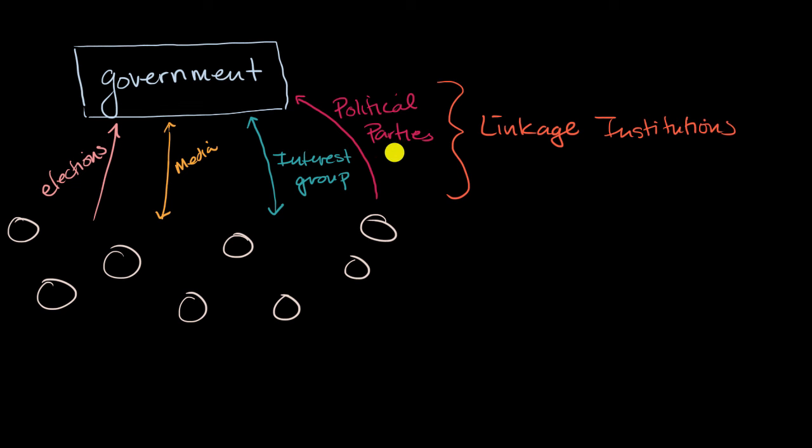And what I'm going to focus on in this video in particular are political parties and the roles that they play. And we're all familiar with political parties in the United States. The two major political parties are the Democrats and the Republicans. But what do they fundamentally do? How do they play this role as linkage institutions?